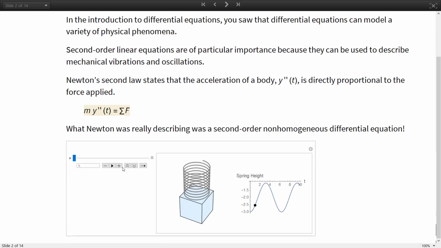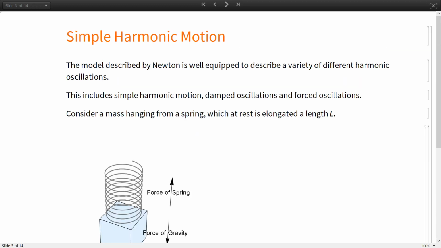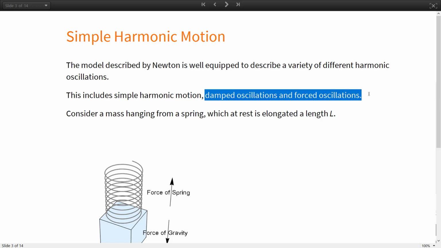An example of simple harmonic motion is shown in the animation here, which is displaying the motion of a mass hanging from a spring. The spring is initially stretched. When released, the mass displays simple harmonic motion, which is the oscillatory motion seen in the plot showing the position of the mass over time. We will see in this lesson that the model described by Newton is well equipped to describe a variety of different harmonic oscillations. This includes simple harmonic motion, which we saw in the animation on the previous slide, as well as damped oscillations and forced oscillations.